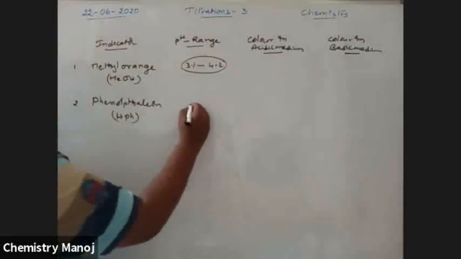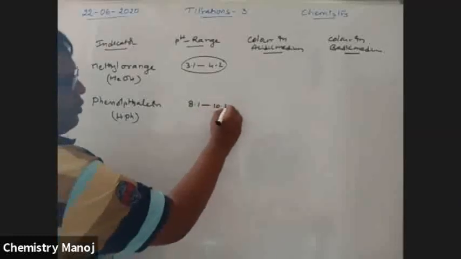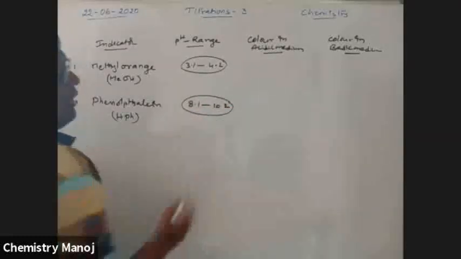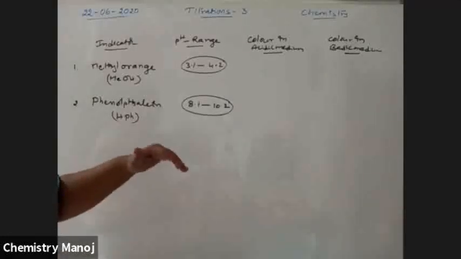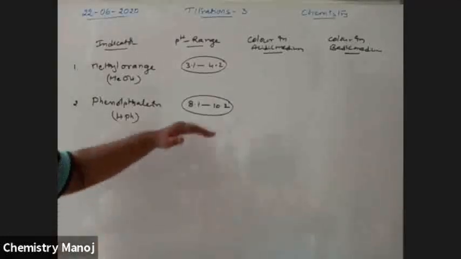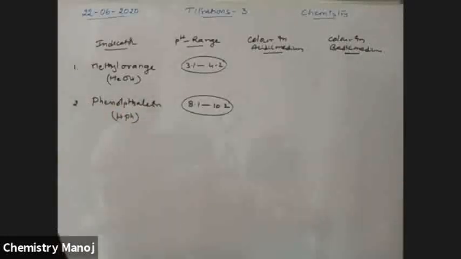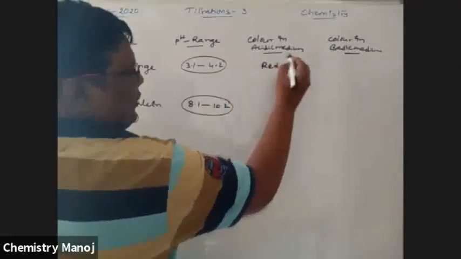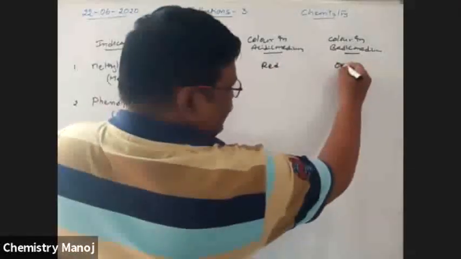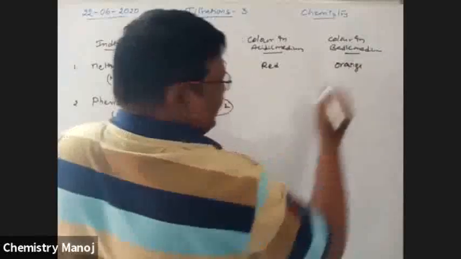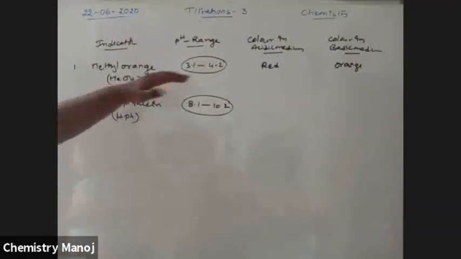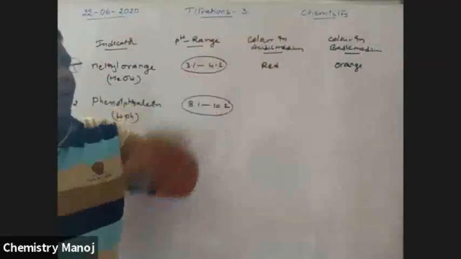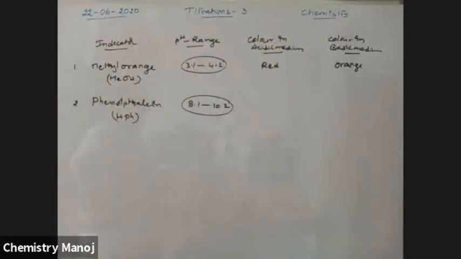For phenolphthalein, 8.1 to 10.2 is the pH range. Every indicator has a certain pH range. In that pH range only, the indicator's efficiency is more. Now the colors: methyl orange is red in acidic medium and orange in basic medium. In acidic medium, methyl orange color is red. In basic medium, methyl orange color is orange.